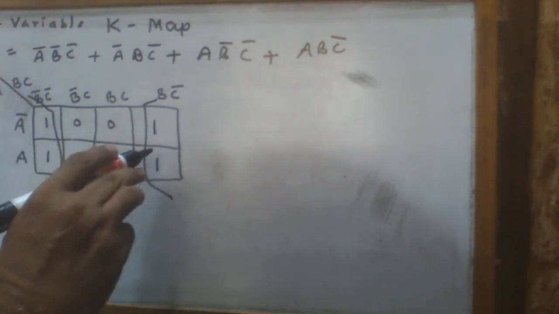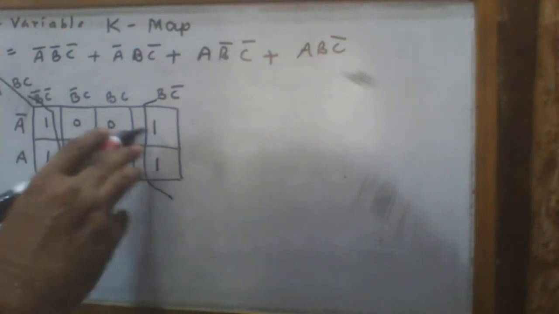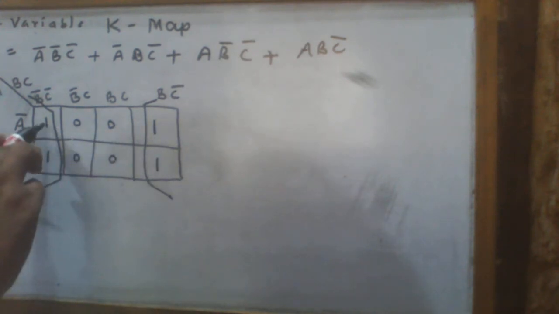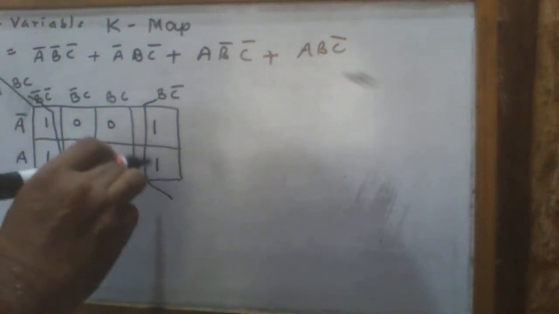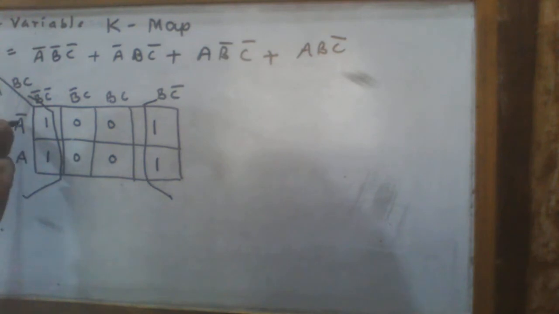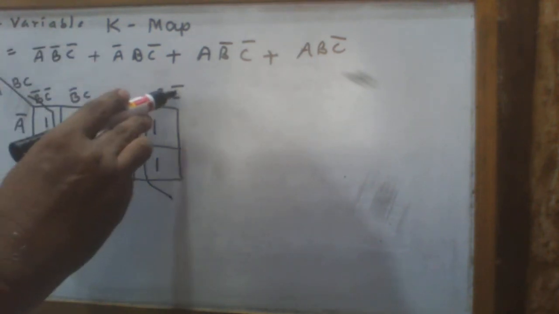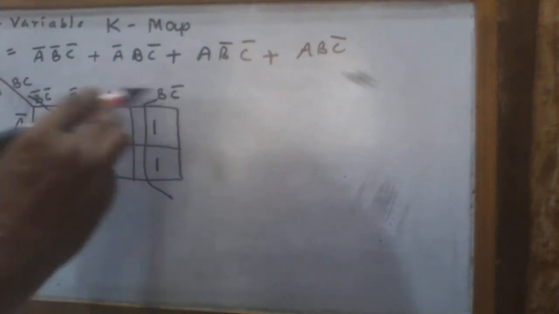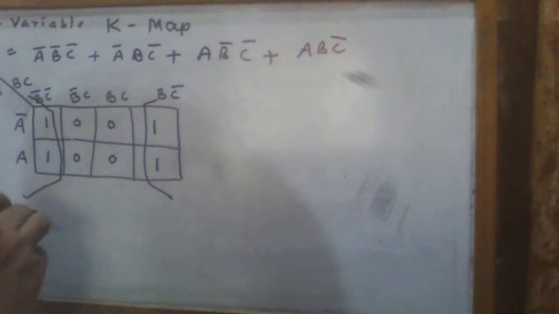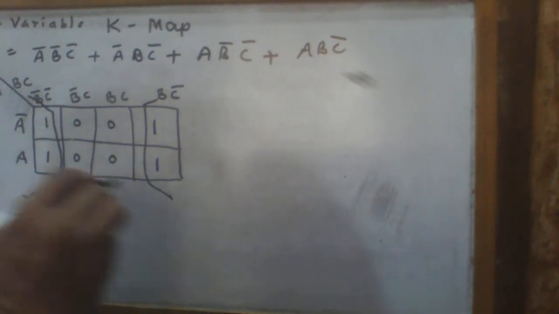It is known as corner grouping. A group of 4 ones is possible. Now identify the common term for all these 4 ones. Here it is A bar, here it is A, therefore it is not common. Here it is B bar C bar, here it is B C bar, therefore C bar is common for all 4 ones. Therefore the equation is y equals C bar.